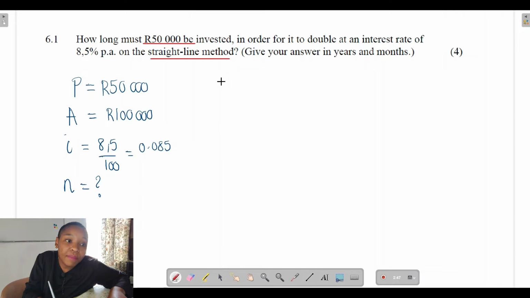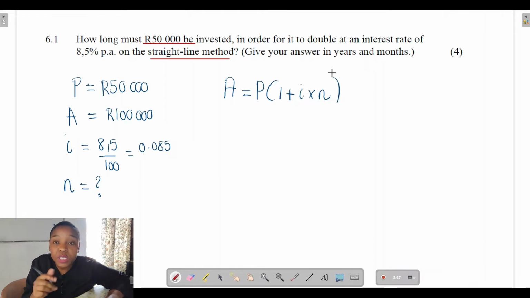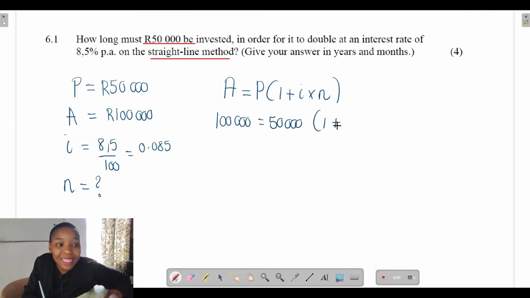We use the straight line method. The straight line method is A equals P times (1 plus i multiplied by n). At this point it's very simple. You substitute all these values and make n the subject of the formula. In other words, you isolate n so that it's on its own, and then you find out what that value is. So A is equal to 100,000, P is equal to 50,000, multiplied by 1 plus the i, which is 0.085, multiplied by n, which is what you're looking for.